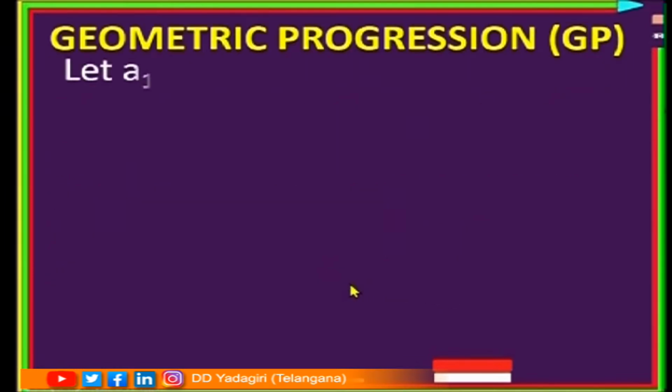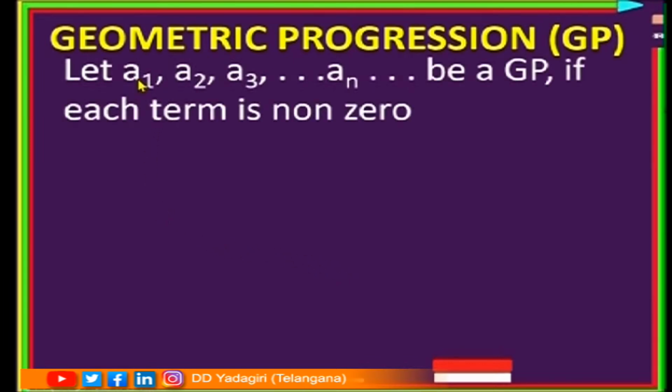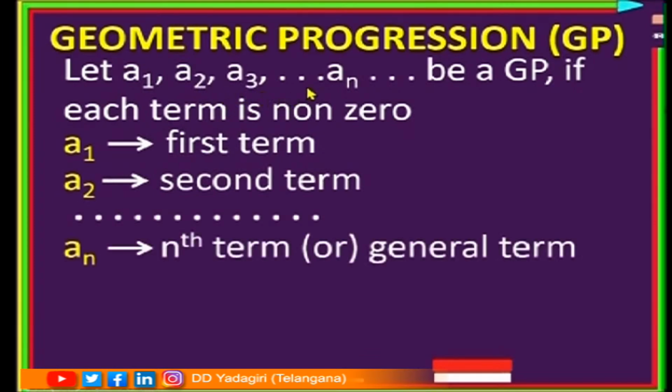So let us see the terms of a geometric progression. Here a1, a2, a3, and so on, an and so on, form a GP if each term is non-zero. Why is it non-zero? Okay, I will explain. Here a1 is called the first term, a2 is called the second term, a3 is the third term, and so on. an is called the nth term or general term.